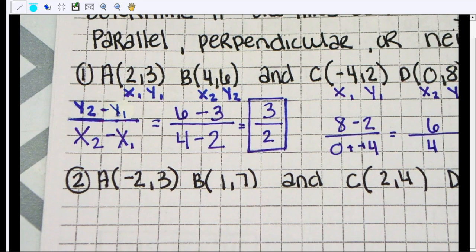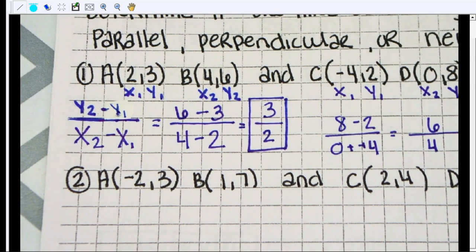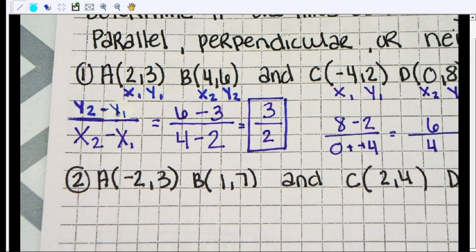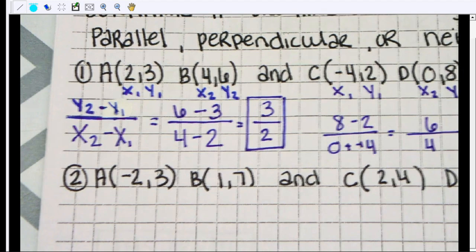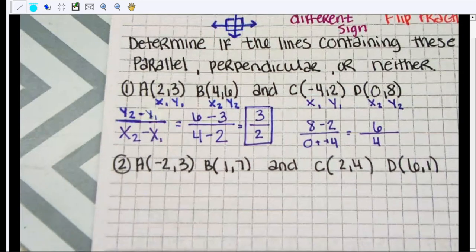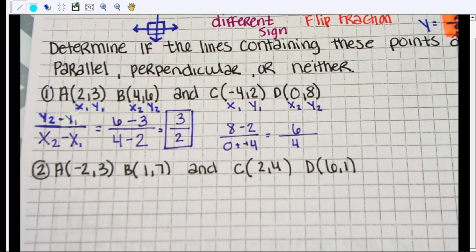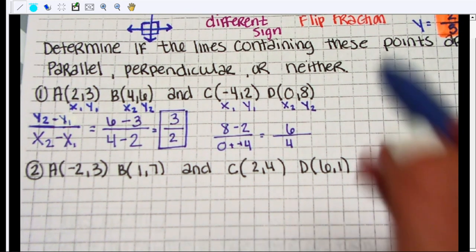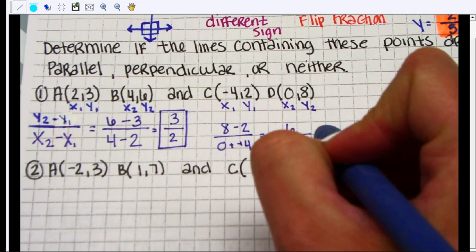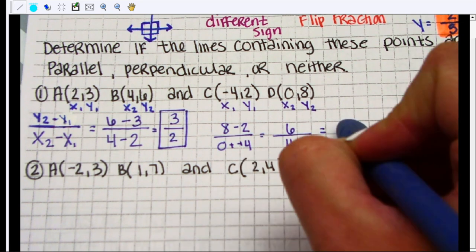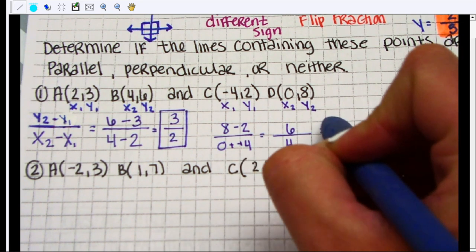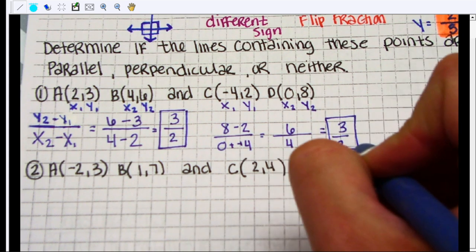For this one, I got 6 over 4. Okay, I got 6 over 4. What should I do with that answer? Divide it. So what do I get when I simplify 6 over 4? 3 over 2. Now, what we're going to do is analyze the slopes.